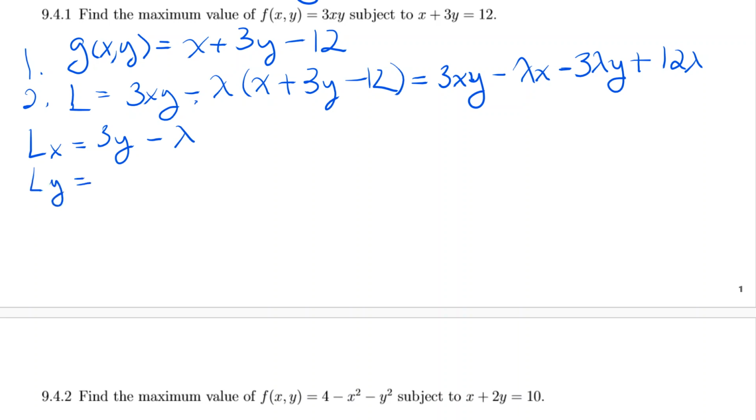Let's go to the y version. Same thing, I'm going to be treating y as my variable. Everything else is going to be treated like a constant. So x is a constant, y is my variable. When I derive the 3xy, I'm just going to get a 3x because the derivative of y is going to be a 1. The lambda x is going to be a 0 because there's no y's present. And then I'm going to get a minus 3 lambda from the 3y lambda part. And then 12 lambda is going to end up with a whole lot of nothing because it doesn't have any y's. I'm sorry, that was longer than it needed to be.